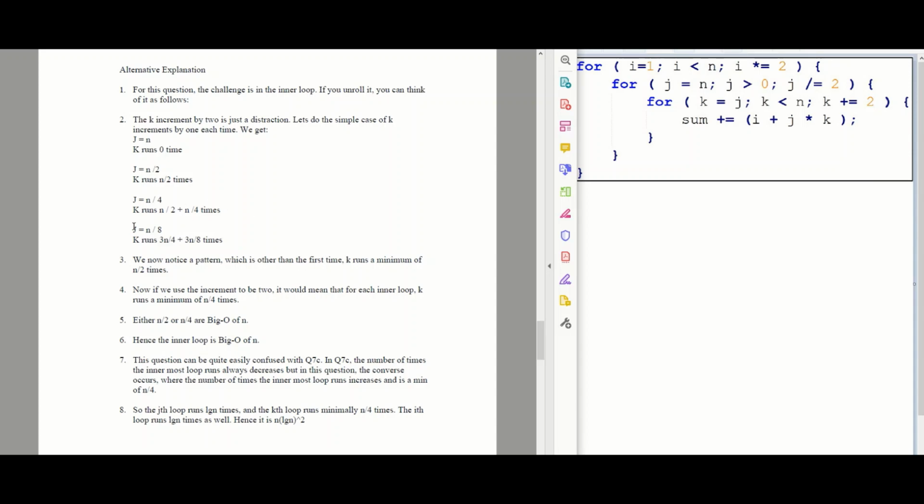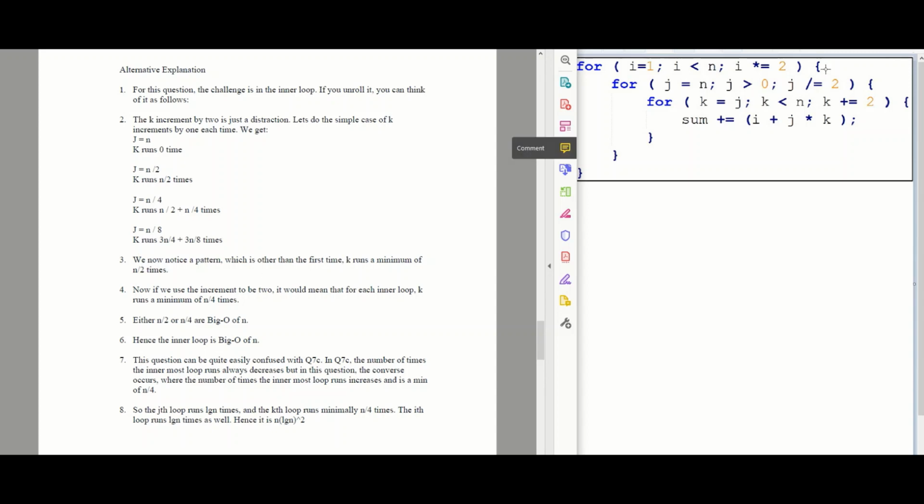Okay. When j is equal to n by 8, now we see that k will run 3n by 4 times plus 3n by 8 times. So which means that k actually runs 7n by 8 times. The interesting thing is, right now for 7b, it runs from j all the way to the end of n. So we now notice a pattern. Other than the first time, k always runs a minimum of n by 2 times.